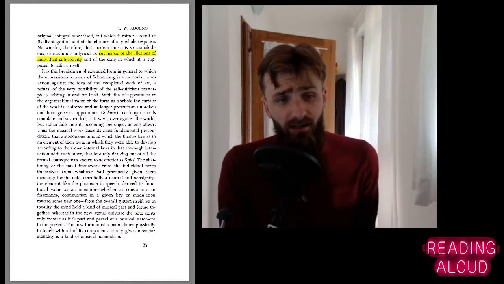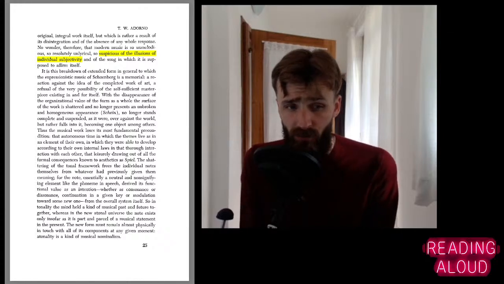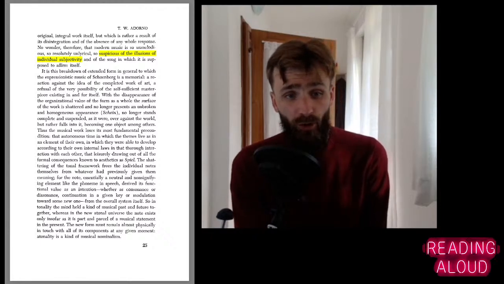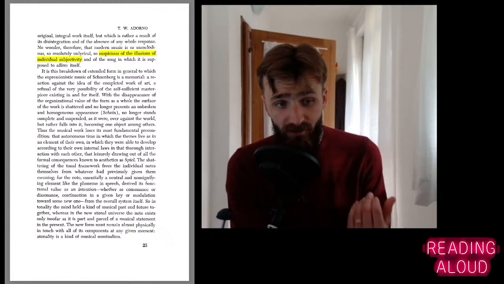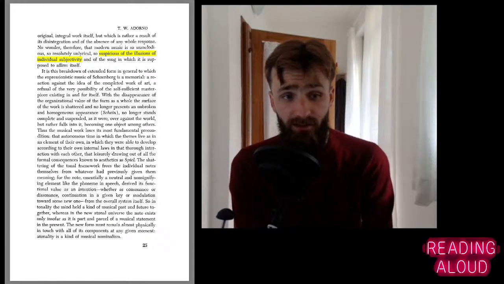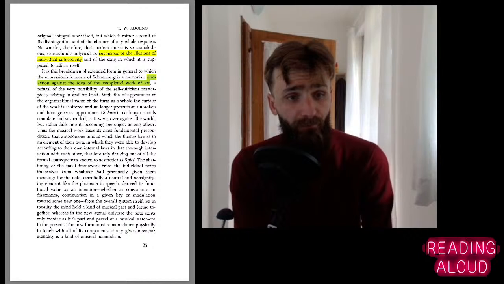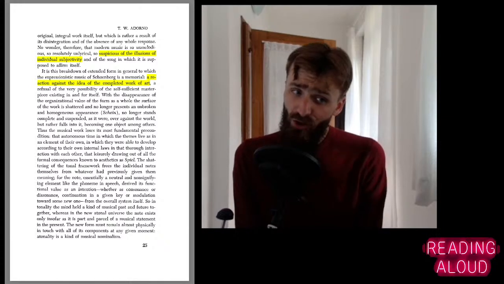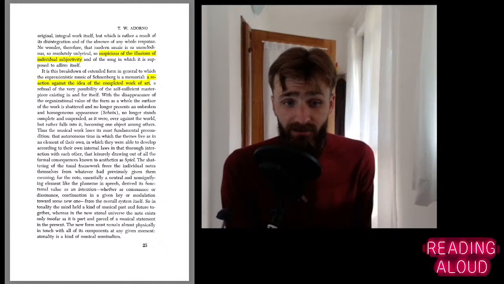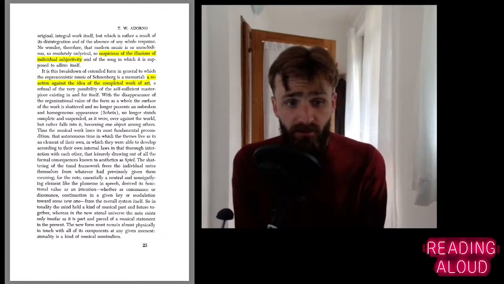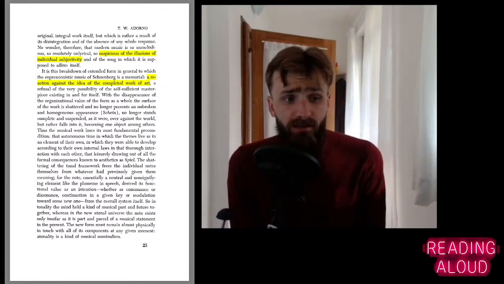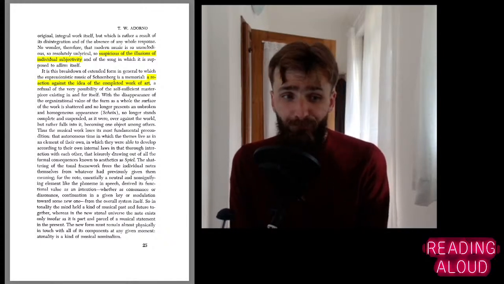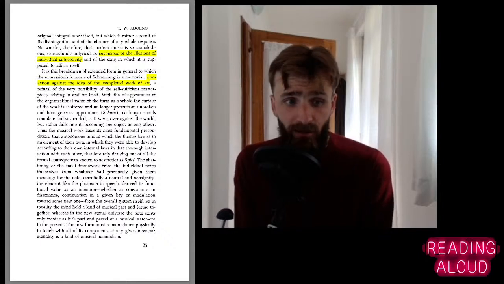It is this breakdown of extended form in general to which the expressionistic music of Schoenberg is a memorial, a reaction against the idea of a completed work of art, a refusal of the very possibility of the self-sufficient masterpiece existing in and for itself. With the disappearance of the organizational value of the form as a whole, the surface of the work is shattered and no longer presents an unbroken and homogeneous appearance, or Schein in German, no longer stands complete and suspended, as it were, over against the world, but rather falls into it, becoming one object among others.